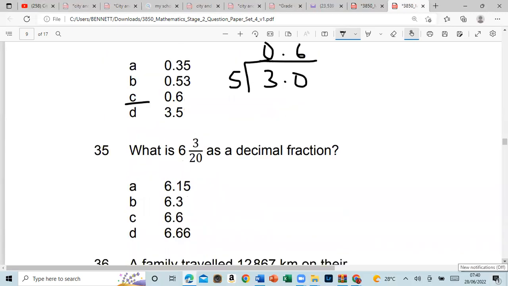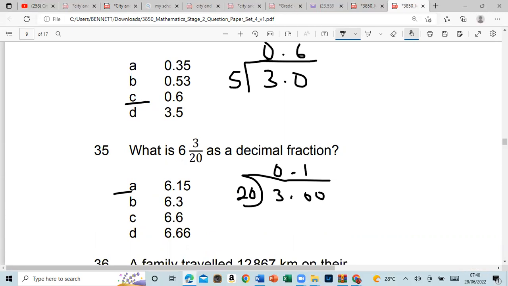What is 6 and 3 over 20 as a decimal? All right, so let's work out about here, 20 over 3. So, all right, 20 into 3, and 0. And then 20 into that 1. So already, let's start this.